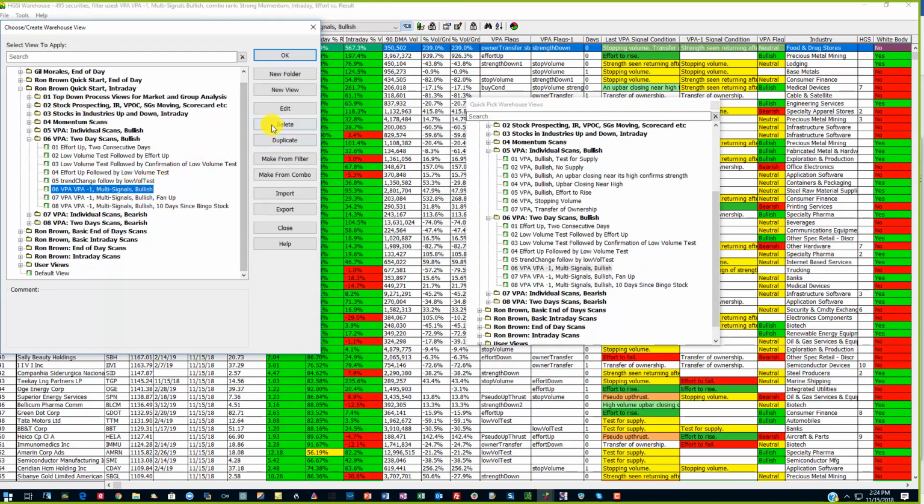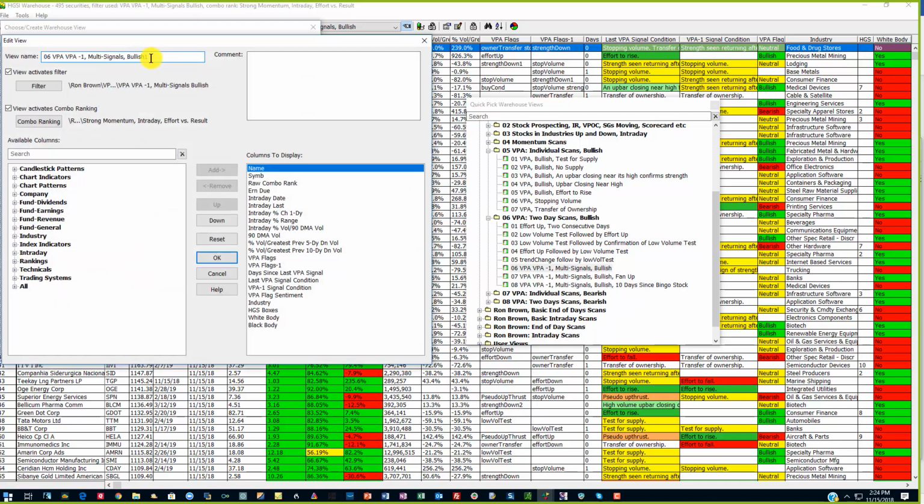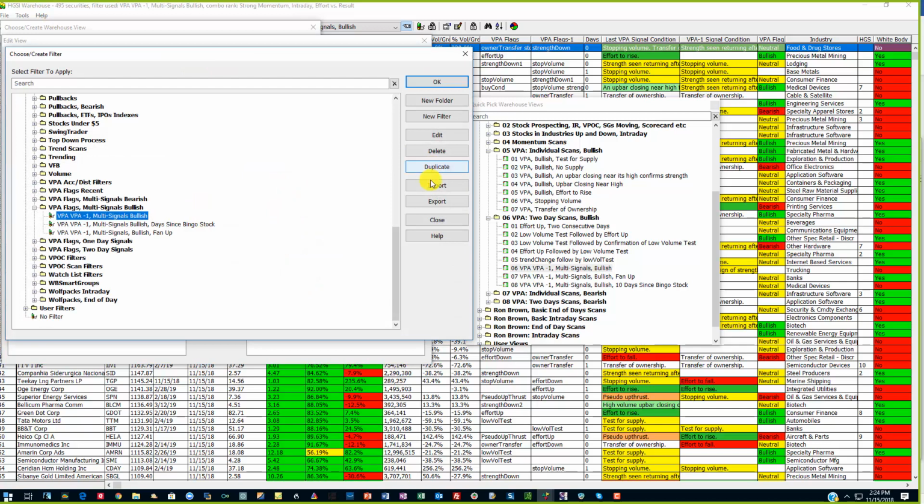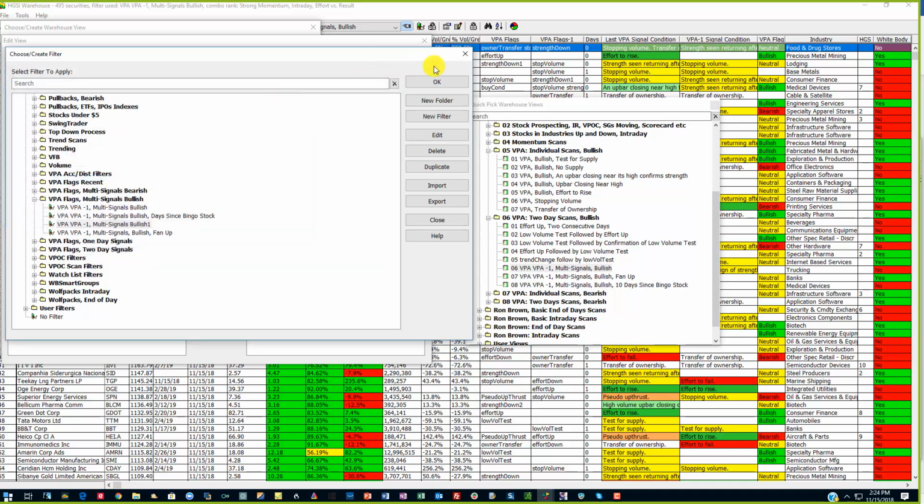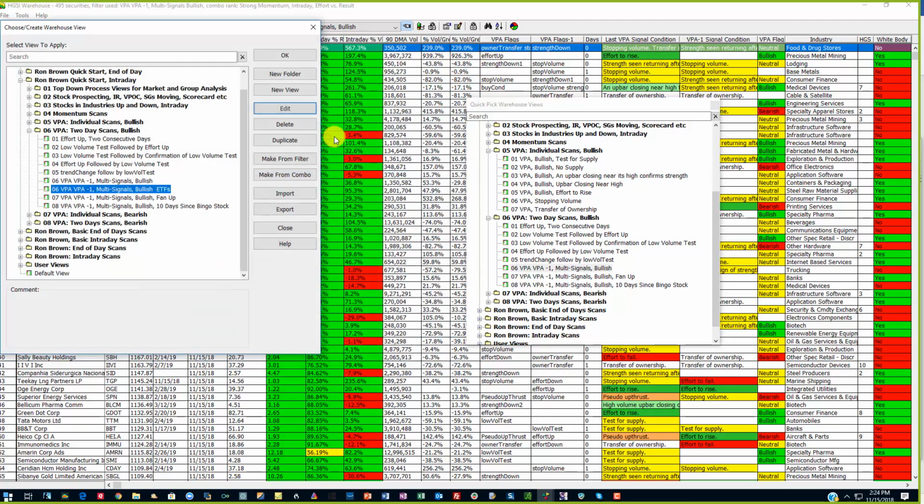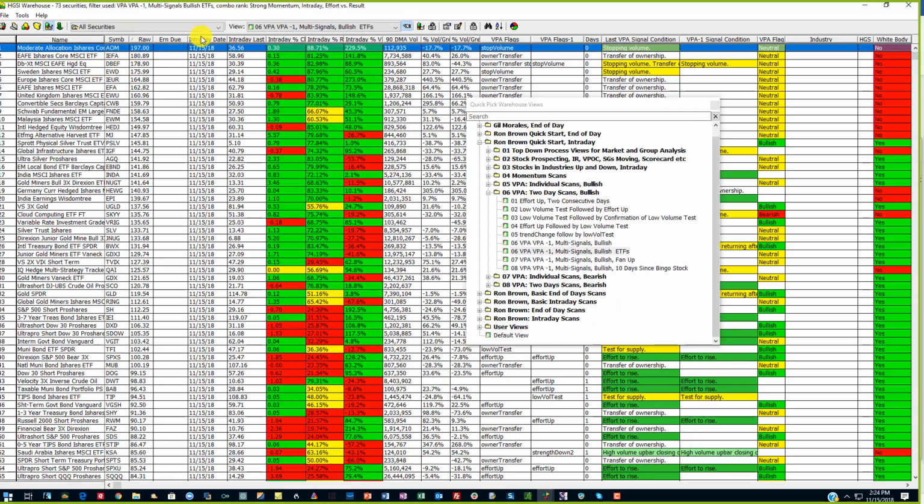Duplicate, ETFs, filter, duplicate, edit, and I'm going to use all these same screens, and I'm going to change this common stock to ETF. And since I'm in all securities, you can see that these are now all ETFs. And I'll do that for both the intraday and end of day.